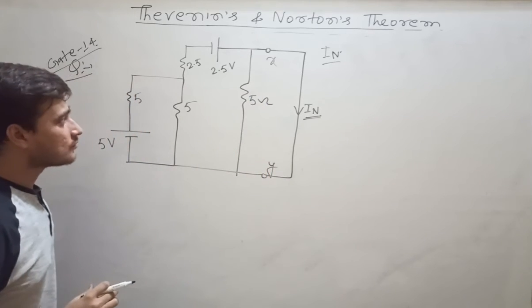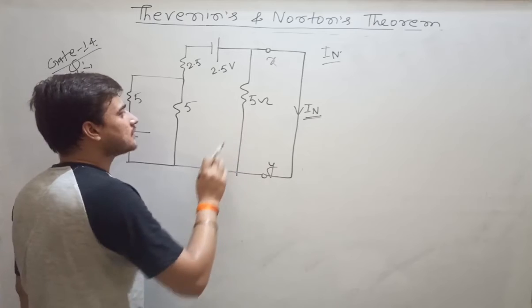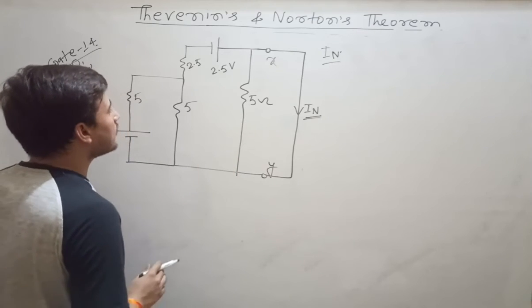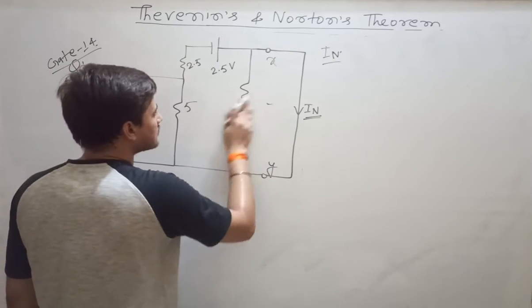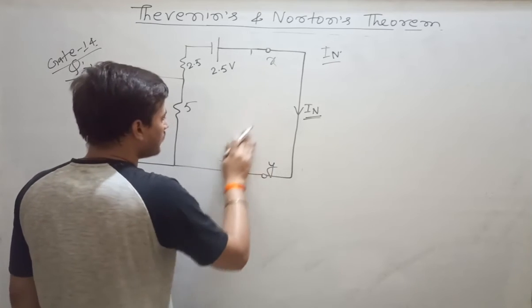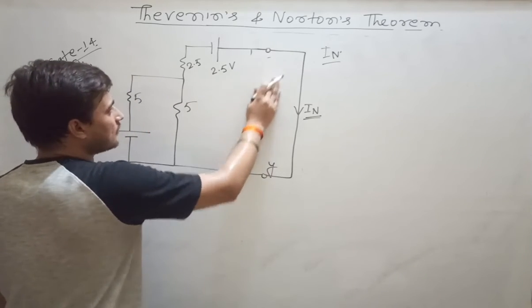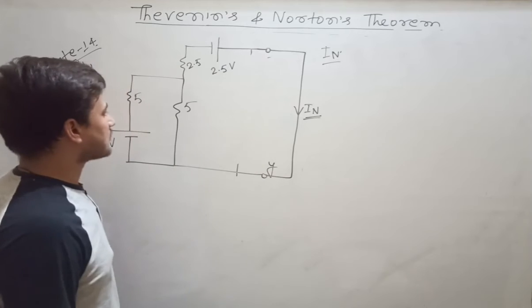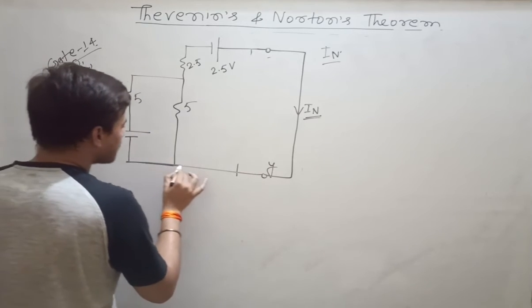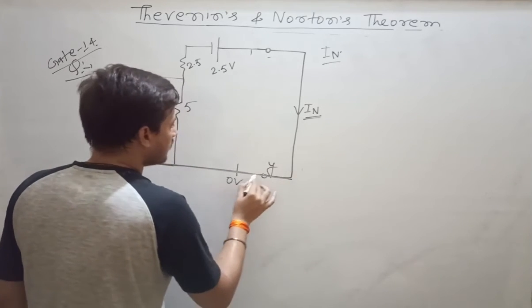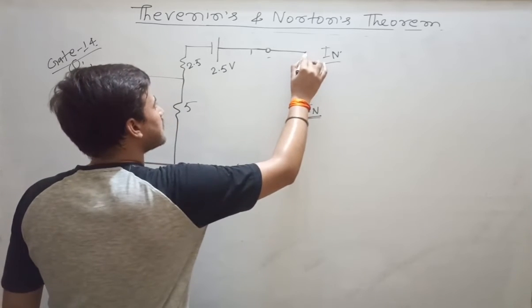So there won't be any current flowing through this resistance, so there is no meaning of putting this resistor here. We can remove this resistor because no current is flowing through it. Clear? Next, see here the potential is 0 volt. Here it is short circuited, so potential is 0 volt.